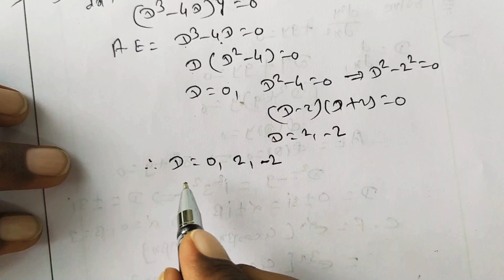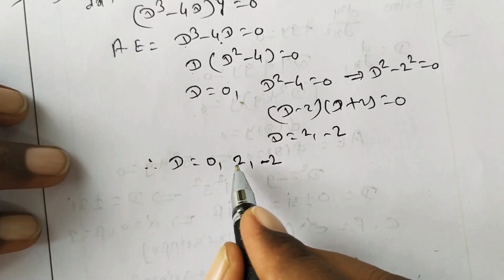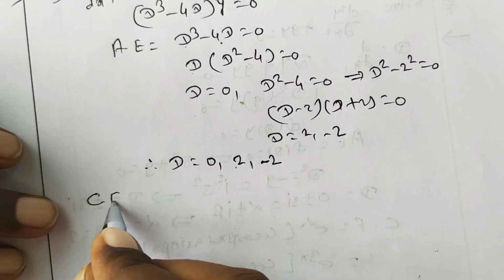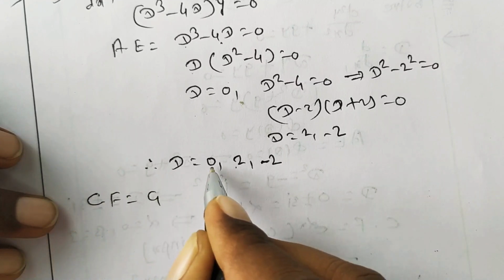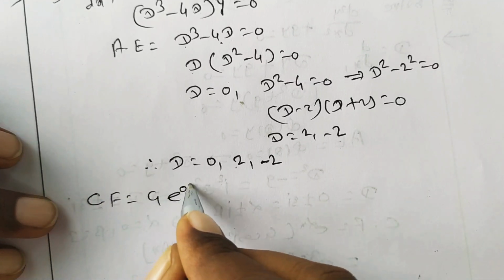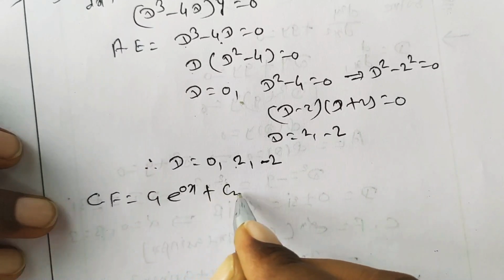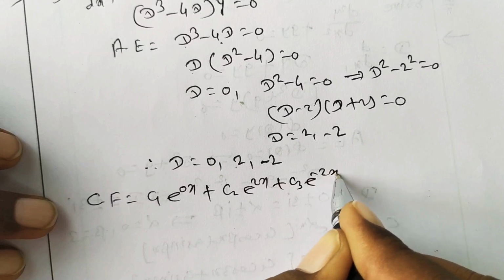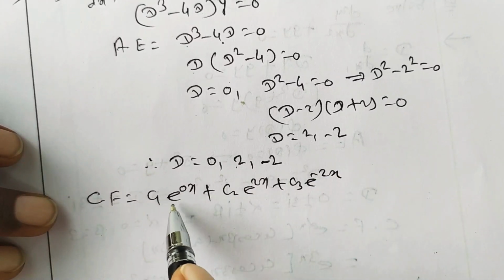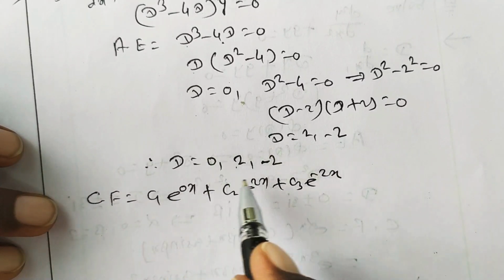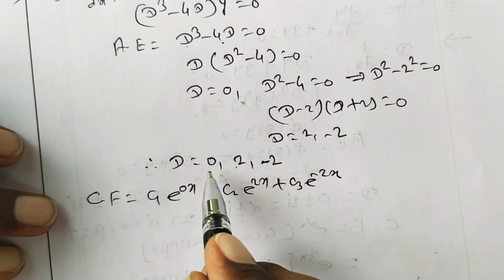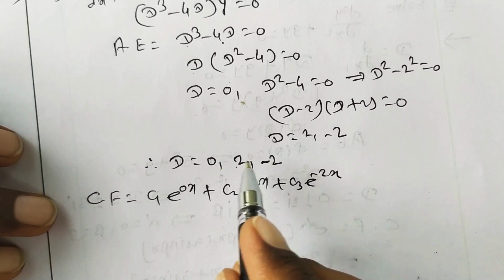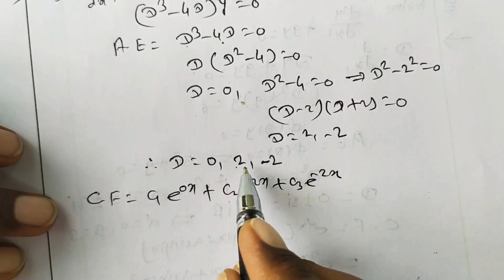So these are the three roots, that is m1, m2, m3, which are real and non-repeated, and therefore CF is equal to first C1 e raised to 0x plus C2 e raised to 2x plus C3 e raised to minus 2x, or you can write first C1 e raised to 2x. You can change the sequence of the roots, it is not necessary to take 0, 2, minus 2 only. You can take 2, minus 2, 0, or first minus 2, 2, 0.